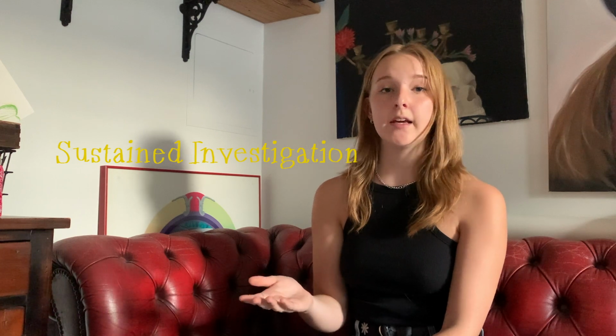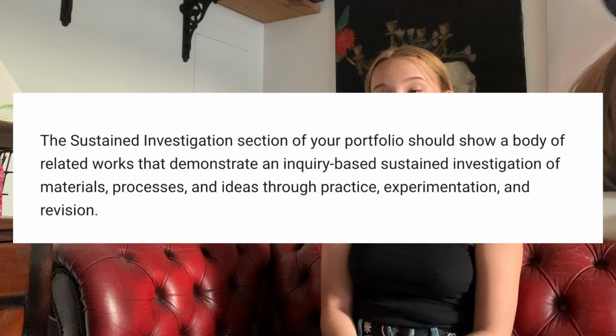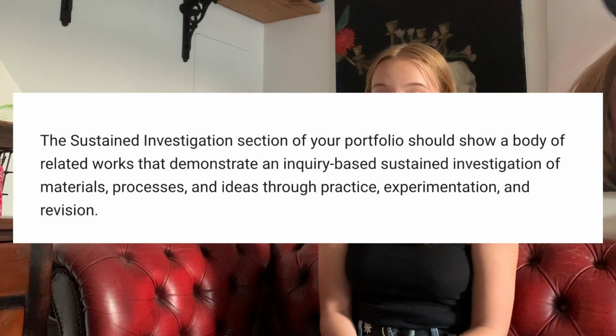Before I introduce my portfolio, I want to first describe what the AP 2D course requires. The AP course is split into 2 sections, which consist of the Sustained Investigation and the Selected Works. The Sustained Investigation is, quote, a section of your portfolio that should show a body of related works that demonstrate an inquiry-based sustained investigation of materials, processes, and ideas through practice, experimentation, and revision.